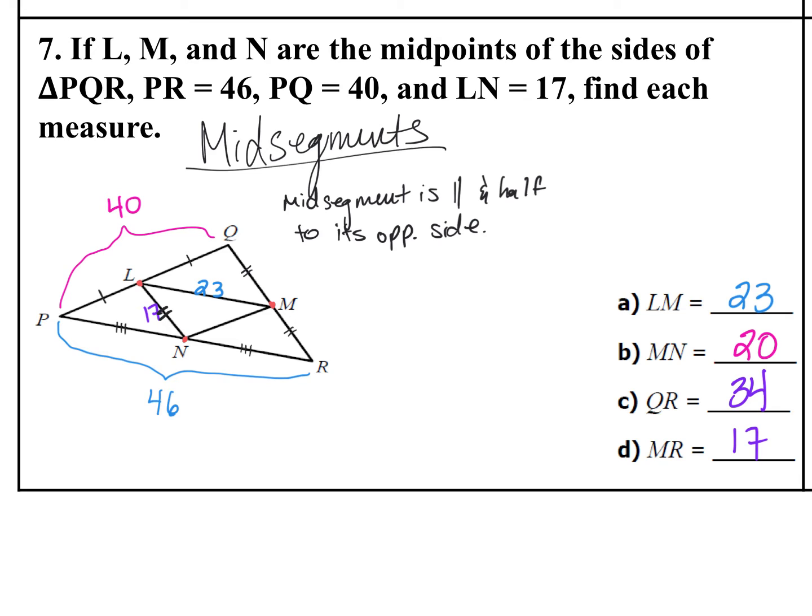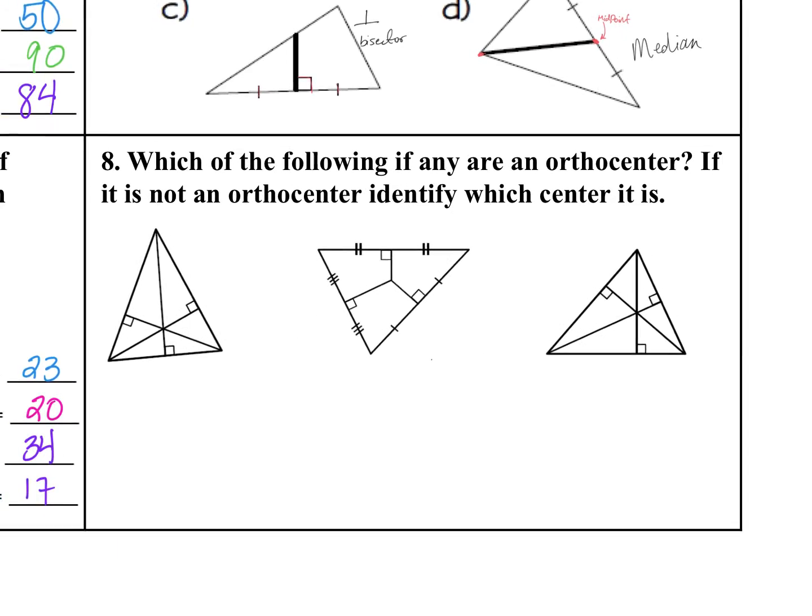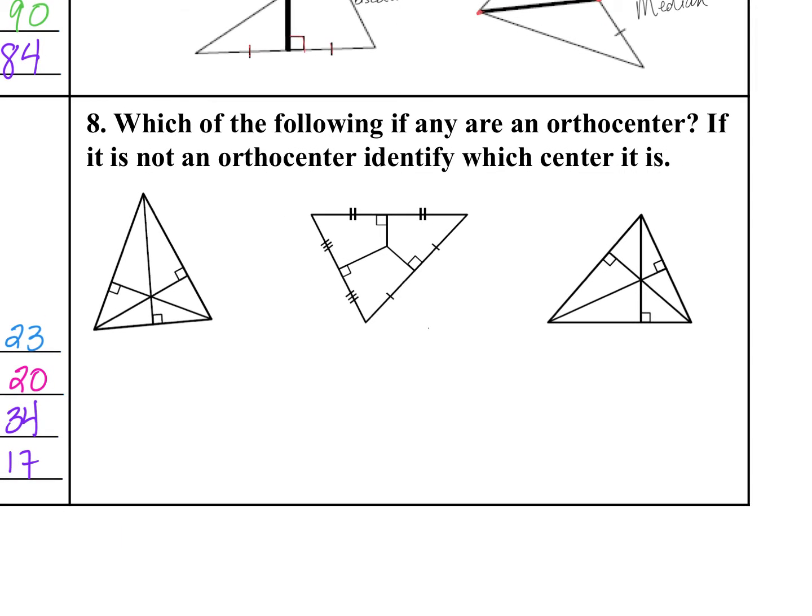So here's our more direct notation. And again, the scale factor from the small to the larger triangle is 2. All right, so now let's move on to our next problem, number 8. Which of the following, if any, are the orthocenter? If it's not an orthocenter, identify which center it is.